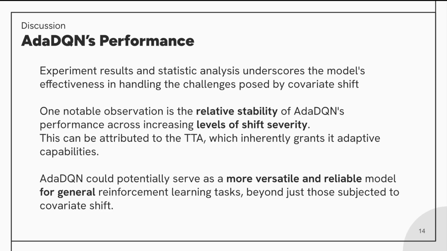In the discussion section, experimental results and statistical analysis underscore the effectiveness of our method. One notable observation is the stability of adaptive DQN's performance across increasing levels of severity. We believe that adaptive DQN has the potential to be a faster and reliable model for general reinforcement learning tasks.